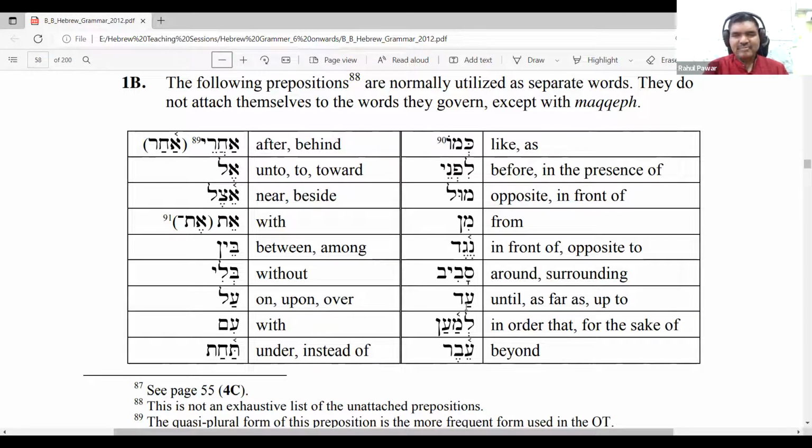Then ad. Ad is the preposition you will find always used in regard to time: until, as far as, up to. Then lema'an: in order that, for the sake of. Then ever. Ever means beyond. So next time I'm going to take a vocabulary test on these independent prepositions.